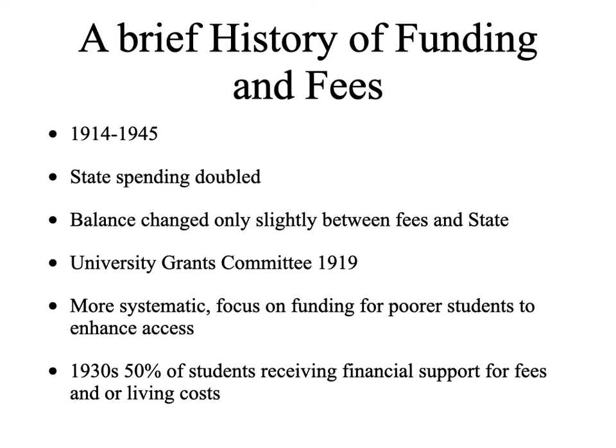There was some attempt to provide more systematic focus on funding, particularly for some poorer students, to improve access. And through the 1930s, as we noted, around half of students received small amounts of financial support for fees and/or for living costs. Often, though, this was somewhat ad hoc, based on where they came from, an individual village or town or community, where there might be some form of scholarship or bursary available for those few individuals who might make it to university. And although not everyone outside the upper and middle classes was entirely excluded from university, the numbers achieving entrance remained very low.